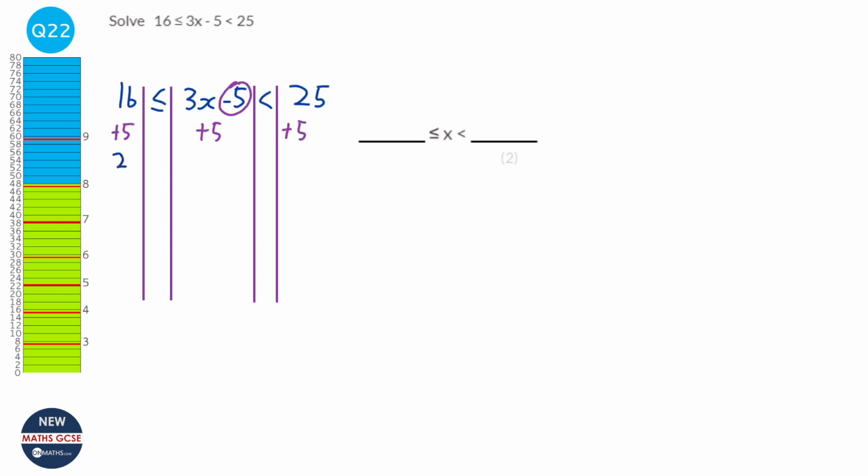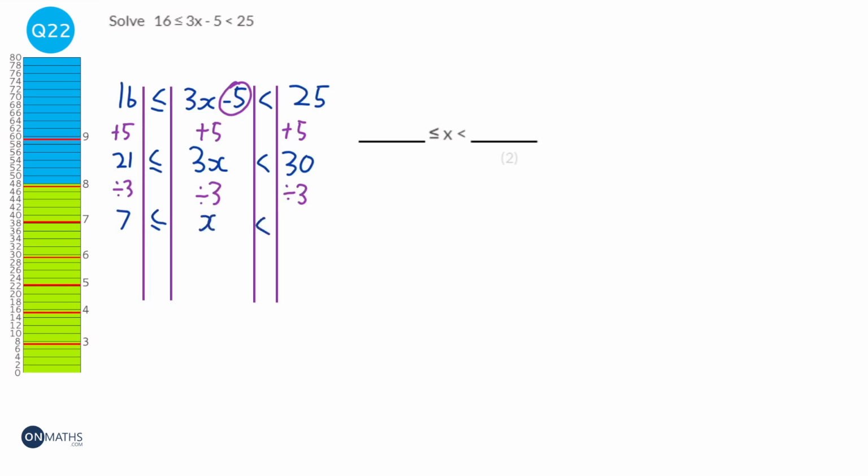So add 5 here. So we'll just leave 3x in the middle and add 5 to the right hand side. Now we need to get rid of that 3, so we're going to divide by 3, and again we need to do it to all 3 sides. So divide by 3 and divide by 3. So we've got x is greater than or equal to 7, and then we've got 10 is greater than x on the right hand side.